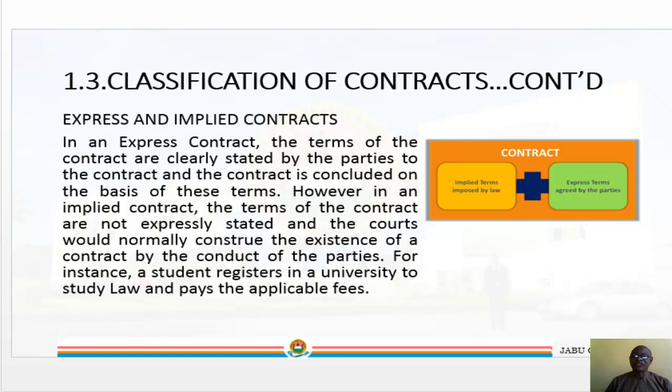Express and implied contracts. In an express contract, the terms of the contract are clearly stated by the parties to the contract, and the contract is concluded on the basis of these terms. However, in an implied contract, the terms of the contract are not expressly stated, and the courts would normally construe the existence of a contract by the conduct of the parties. For instance, a student registers in a university to study law and pays the applicable fees.